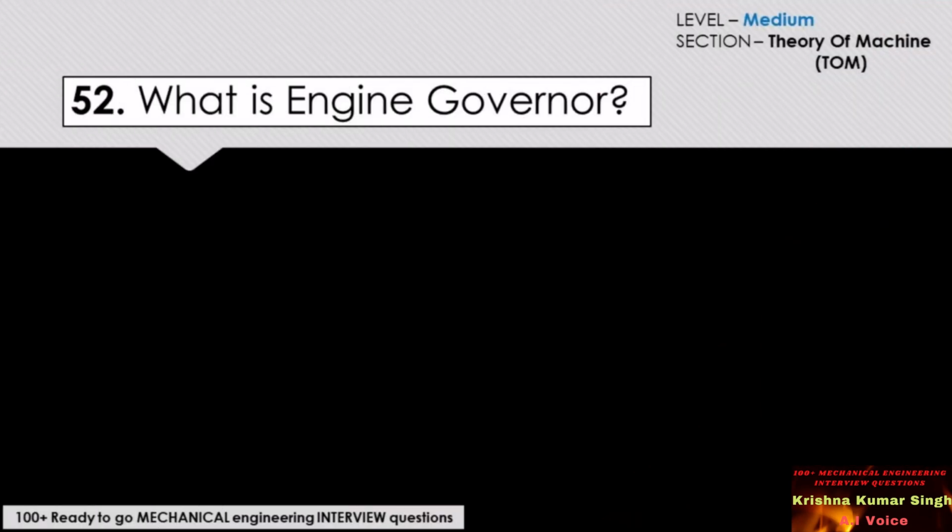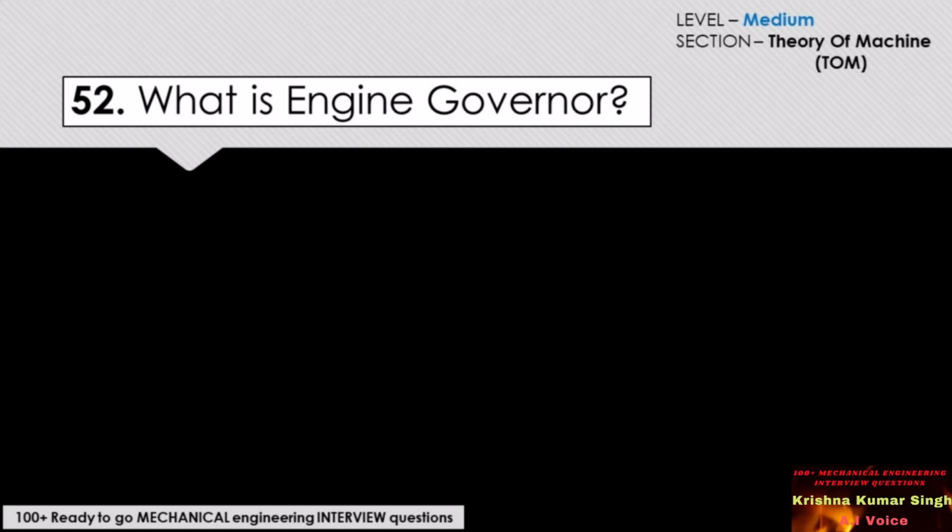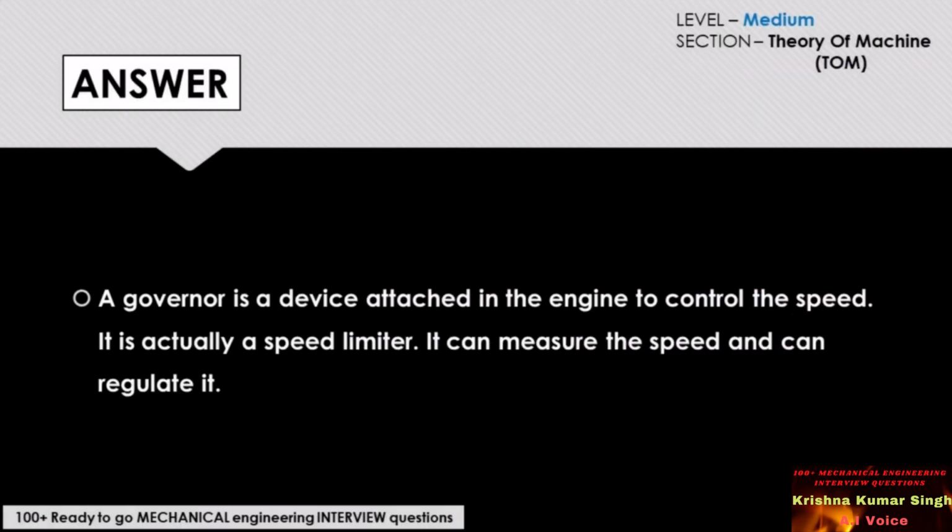What is engine governor? A governor or speed limiter or controller is a device used to measure and regulate the speed of a machine, such as an engine. The answer to this question would be a governor is a device attached in the engine to control the speed. It is actually a speed limiter. It can measure the speed and can regulate it.